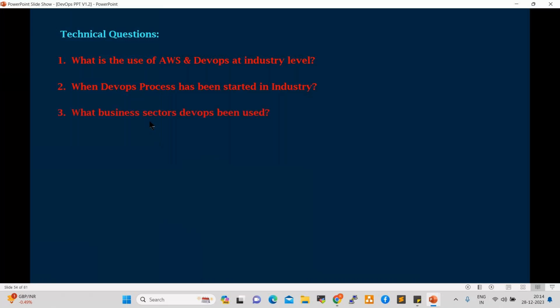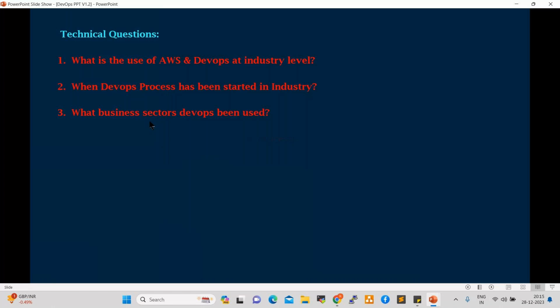Next question here is in what business sectors DevOps is being used. Not only the IT industry, but the chemical industry, medical industry, pharma industry, automobile industry, everywhere automation is the number one choice. Currently, every organization, every industry is using automation tools. One of my friends is working with a pharma company, Dr. Reddy's Labs. They're using Kubernetes. One of my friends is working in the automobile industry. They're using Jenkins, right? Not only the IT industry, everywhere automation tools are being used.